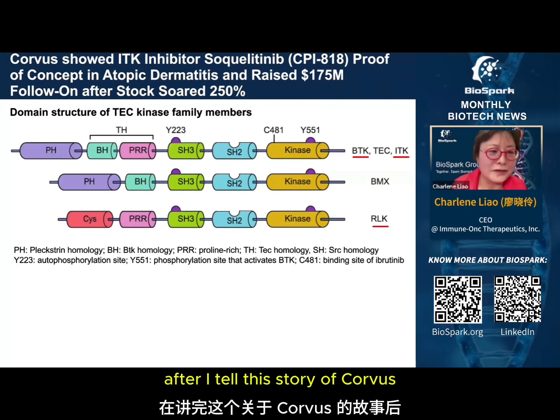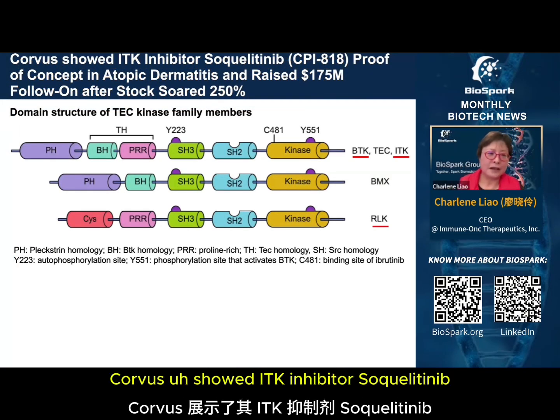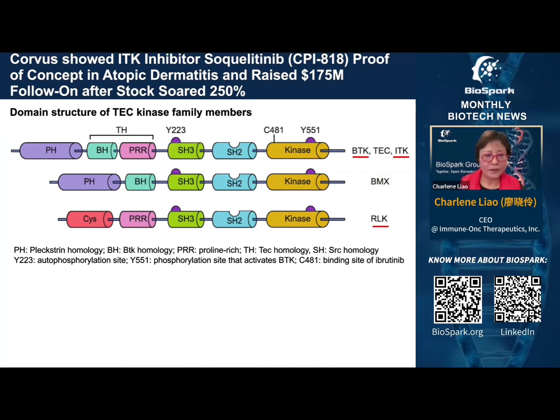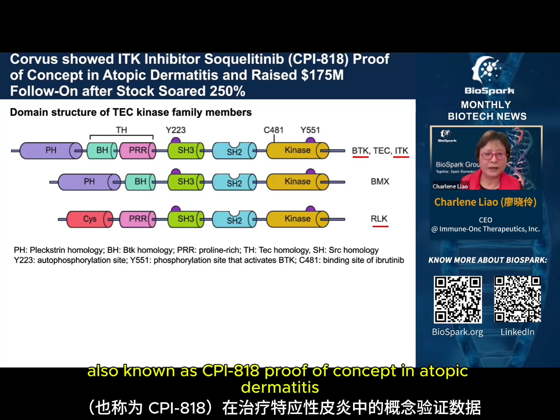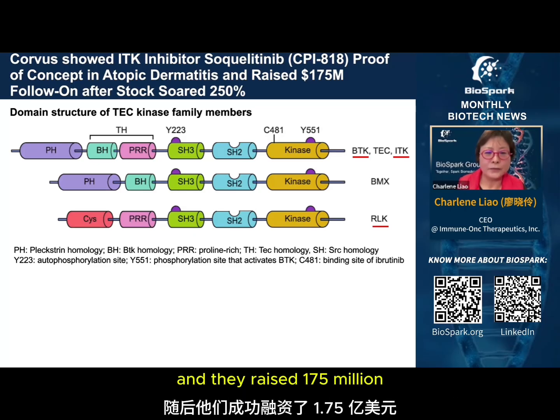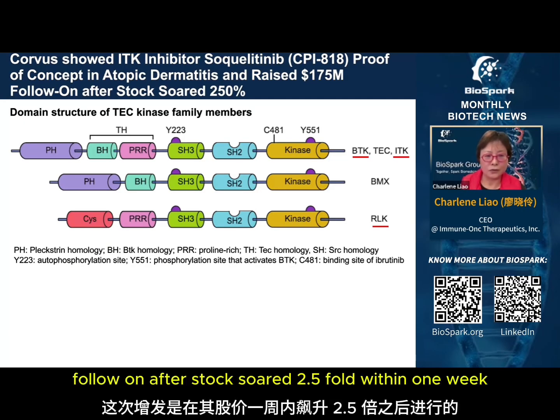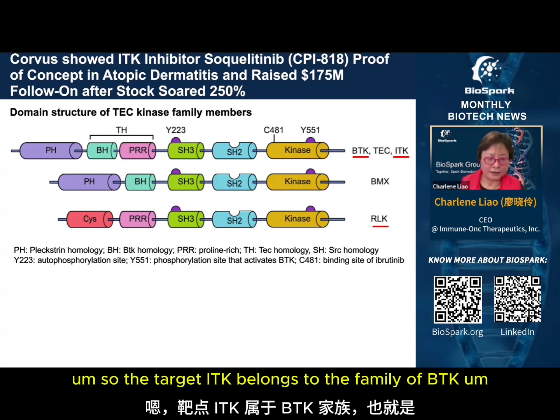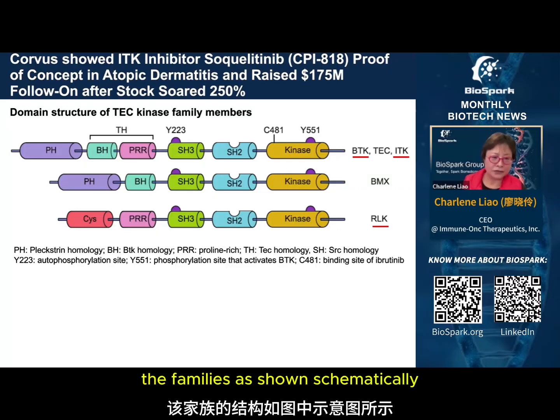After I tell this story of Corvus, Corvus showed ITK inhibitor Soquelitinib, also known as CPI-818, proof of concept in atopic dermatitis, and they raised 175 million follow-on after stock soared 2.5-fold within 1 week. So the target ITK belongs to the family of BTK or Tec kinase families, as shown schematically.